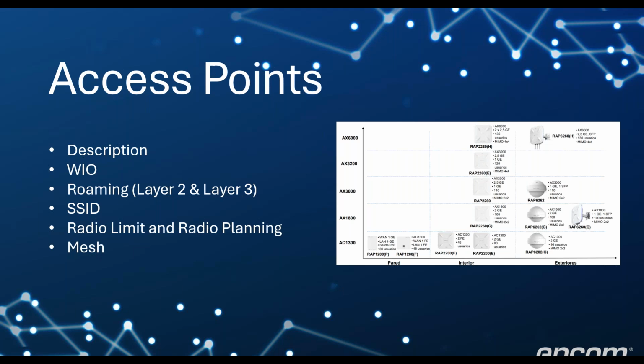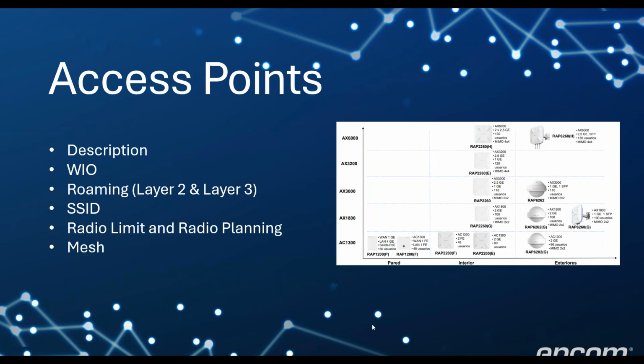So let's move forward to the access point. Like I mentioned before in that image of the portfolio, we have wall access points, those are these ones. We have the indoor access points, all of our CVNs, even Wi-Fi 7, and we have exterior access points, the square and the UFO forms. So today we're going to talk about wireless interface optimization, roaming, and how to create an SSID. We can create it manually, or we can use the wizard assistant as in the first part. We can also talk about radio limit, radio planning and mesh.